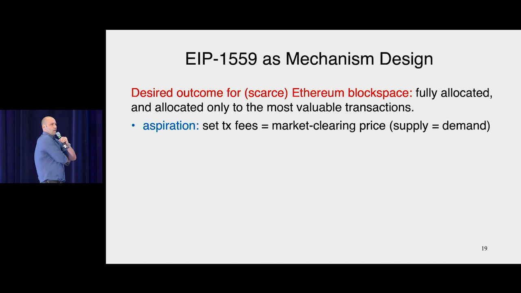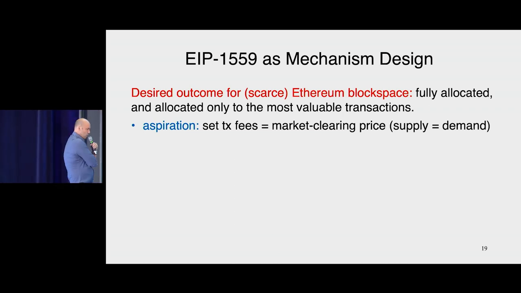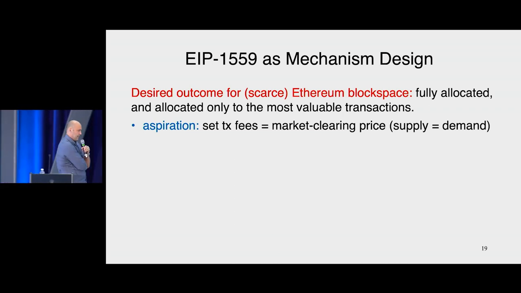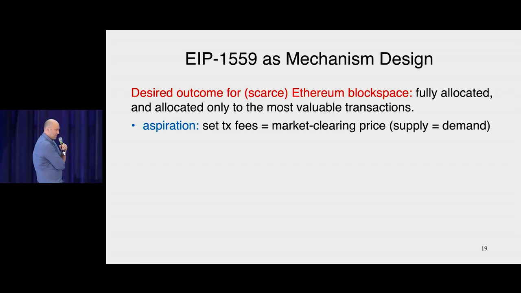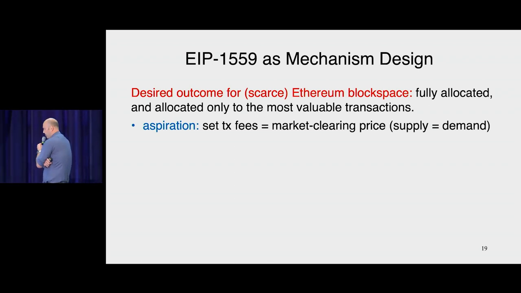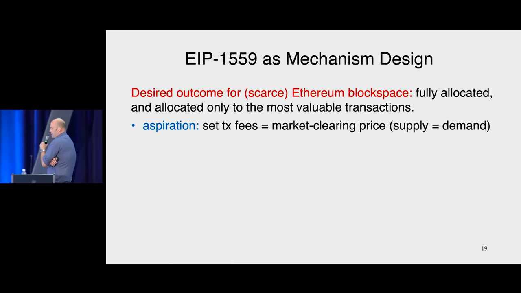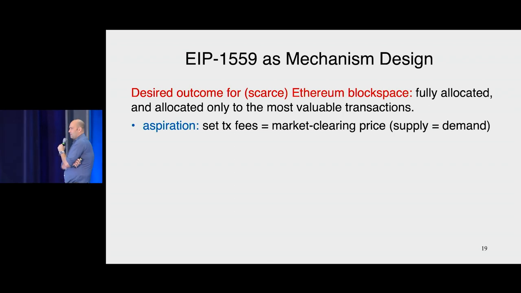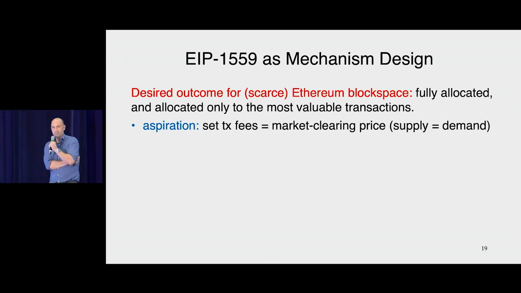All right, so that's example number one. Let's look at another one that shows this interplay between microeconomic decisions and macroeconomic consequences. Let's segue from Bitcoin to Ethereum and from block rewards to transaction fees. So let's look at the market for Ethereum block space through the lens of mechanism design.